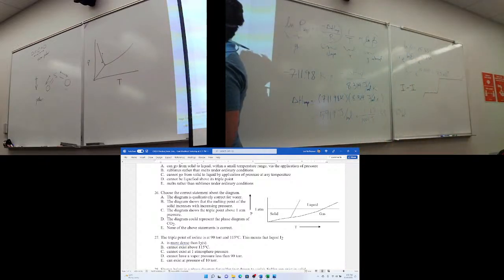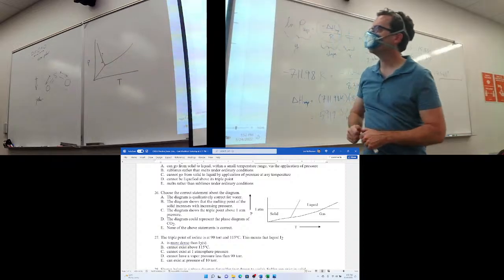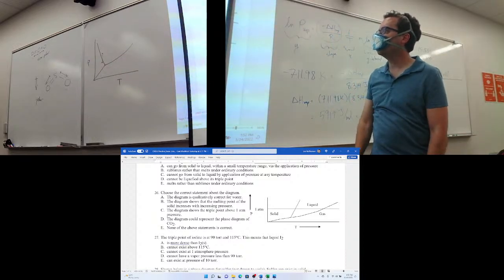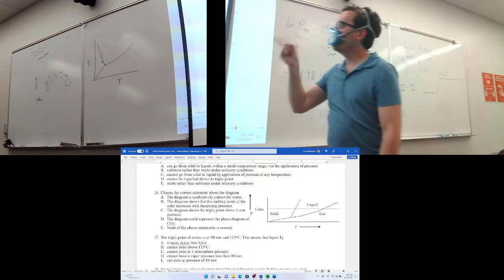Yeah, so here's the melting point at regular pressures. If I increase the pressure, the melting point increases. That's it. B. Let's look at the other ones here.